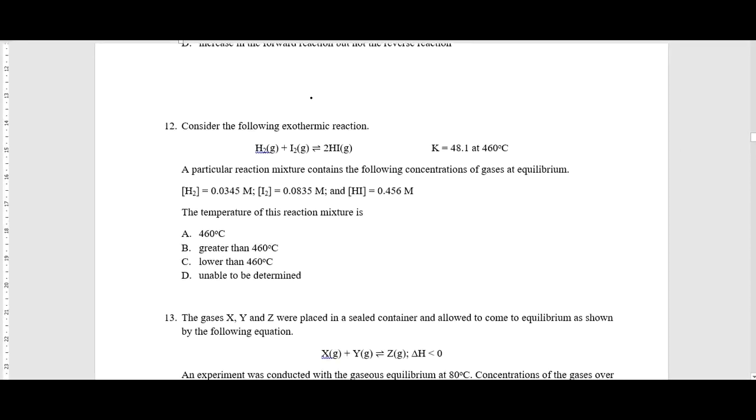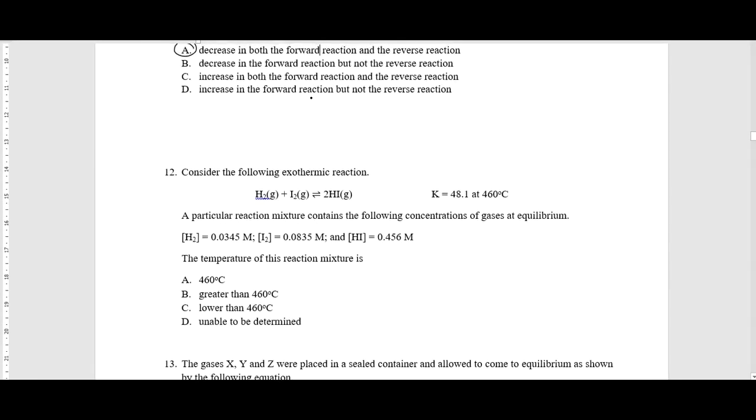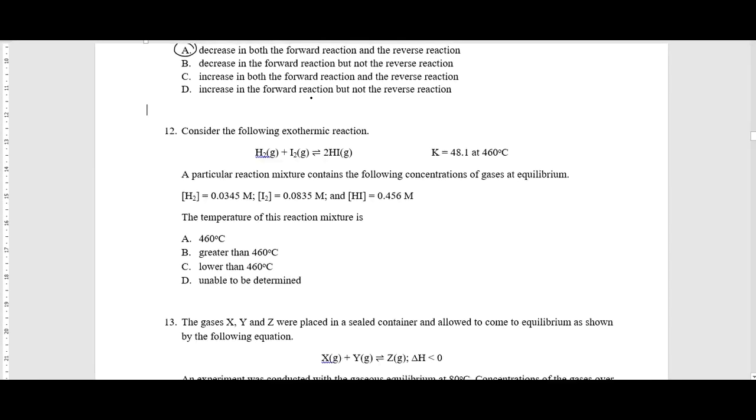Moving on to question 12. And this is our first equilibrium question, I think. So I'm just going to scroll up a little bit so it's a little bit better distributed.